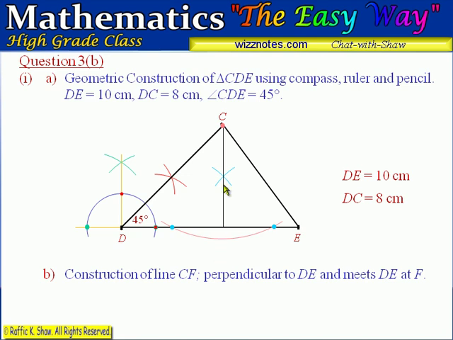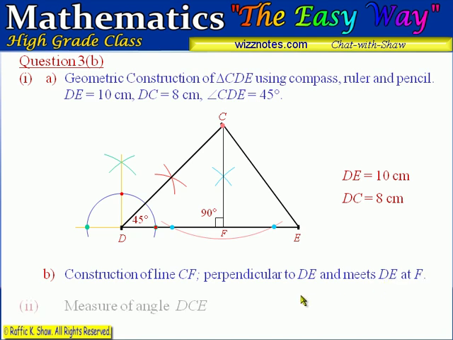And that's it. So this line now is perpendicular to DE, and the angle here therefore is 90 degrees. Right? And that's our construction, and this point here now is the point F on DE. So that's a construction of the line CF perpendicular to DE and meeting DE at F.